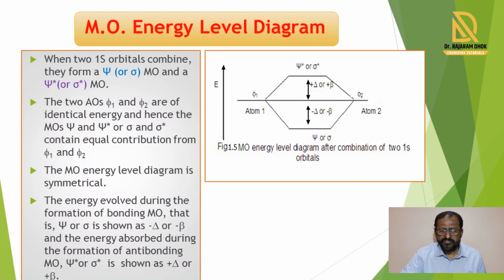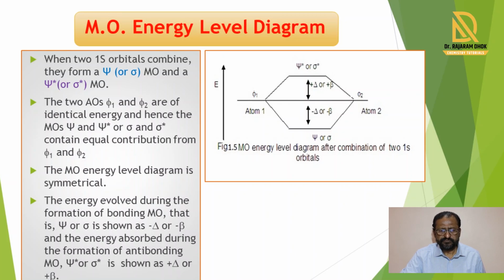When phi 1 and phi 2, these wave functions, are the same, then there is a combination of the atomic orbitals and formation of the molecular orbital psi, also called sigma. In the other case, when phi 1 and phi 2 have different wave functions and combine linearly, then there is repulsion of the atomic orbitals and formation of psi star or sigma star, the anti-bonding molecular orbitals.